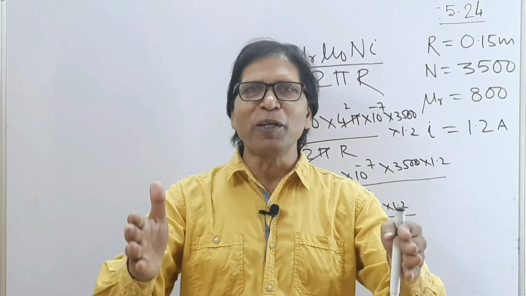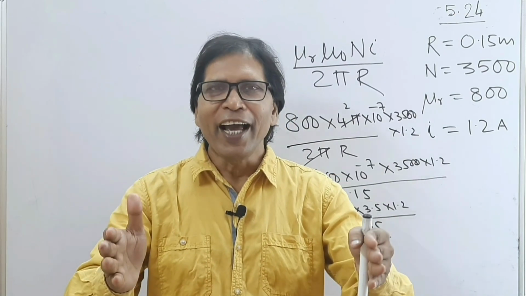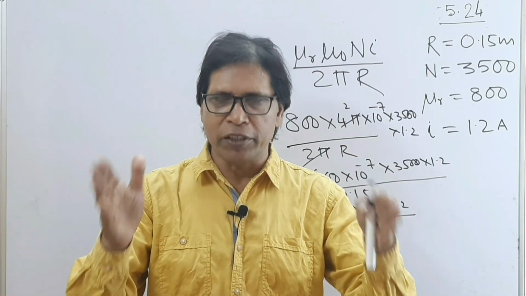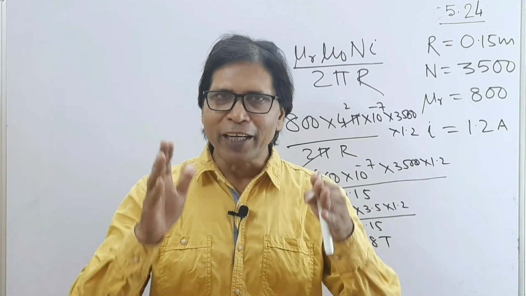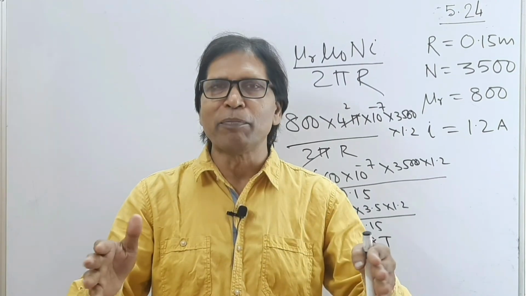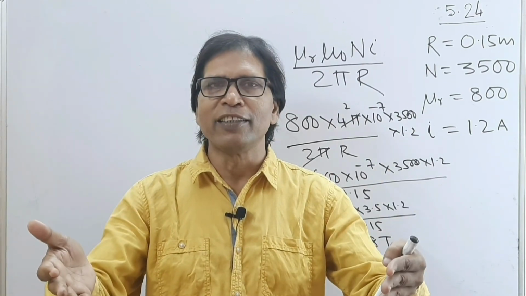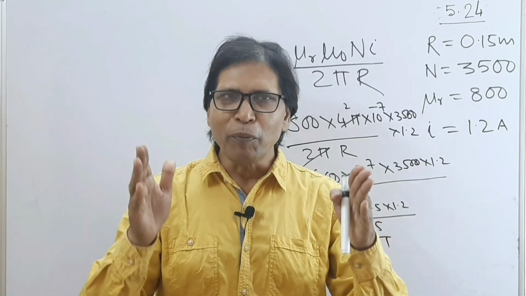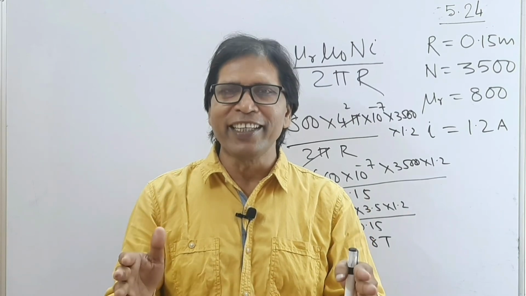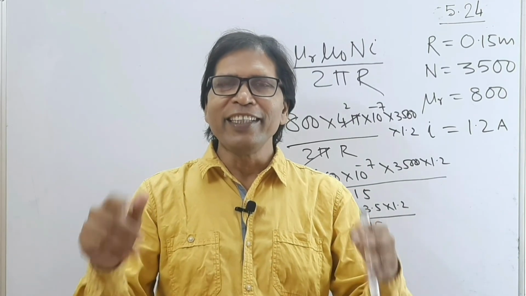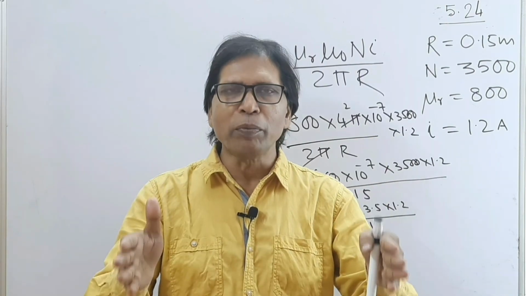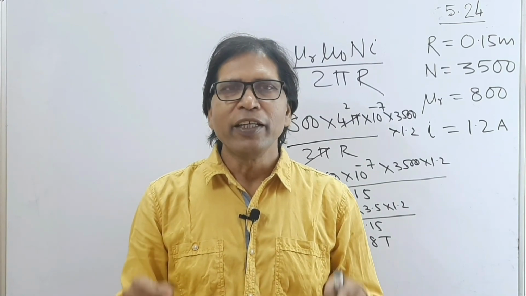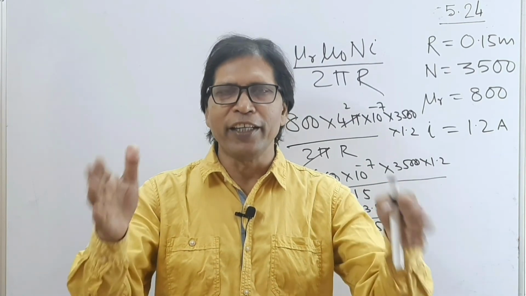Now what is the difference between electromagnet and permanent magnet? The strength of permanent magnet is fixed, but strength of electromagnet may be changed by changing the strength of current. The polarity of the permanent magnet is fixed, but the polarity of the electromagnet may change by changing the direction of current. The shape of the permanent magnet is fixed, but shape of the electromagnet changes according to the need.